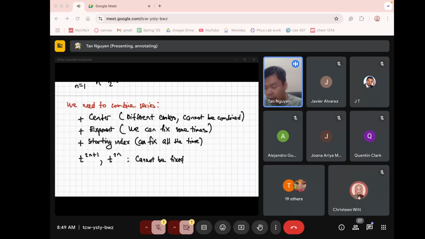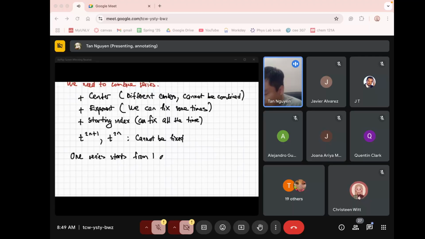What about the starting index? Imagine that one of the series starts from 1, and the other one starts from 5, let's say. But how do you make them start at the same place? Well, very easy. Simply isolate the first 4 from the first series, and then start the first series from 5.